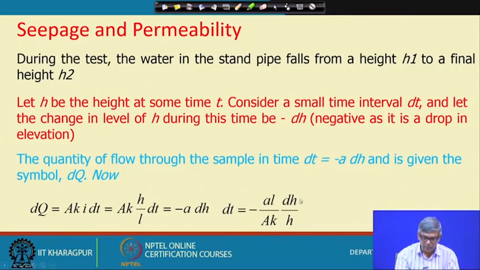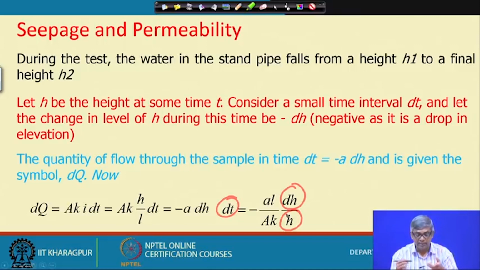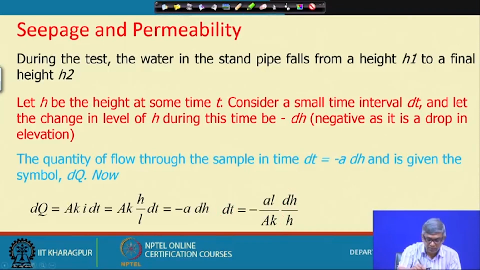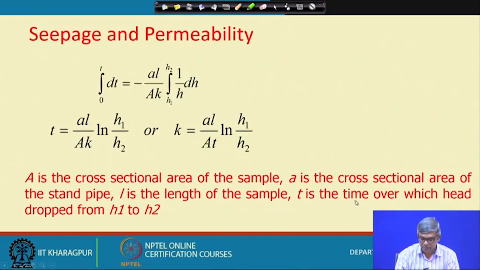So, this is dt equal to this, and that means the variables we are getting are dh and dt. Time is changing and h is also changing with time, so these two are variables. So, we can put the limits, and after putting the limits we can correlate with the k value. Let me see that in the next slide.